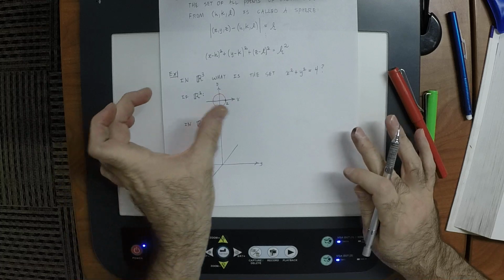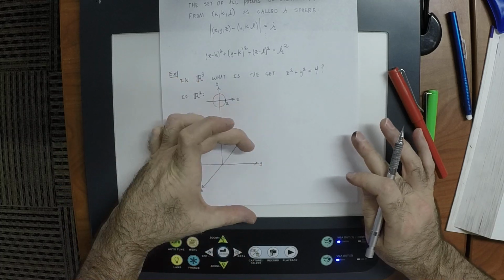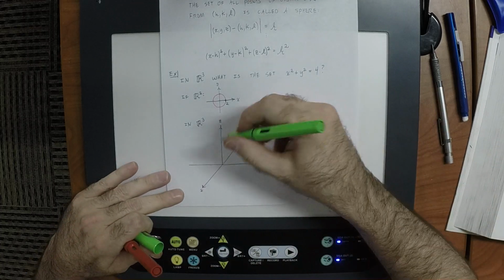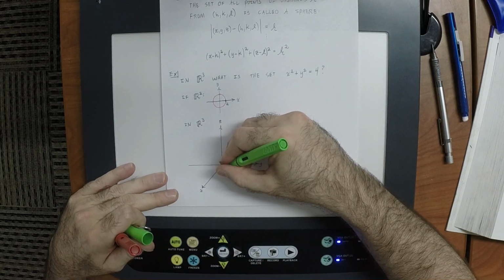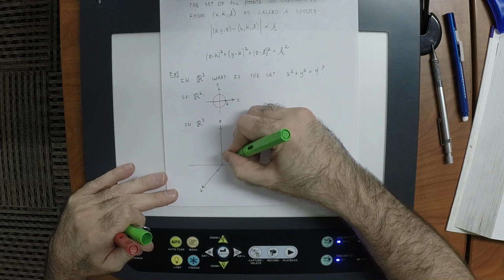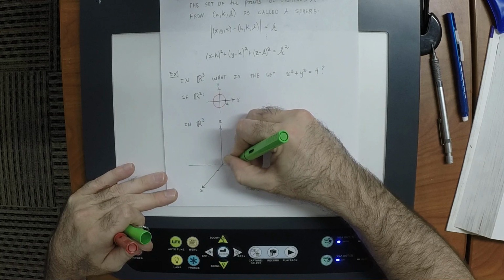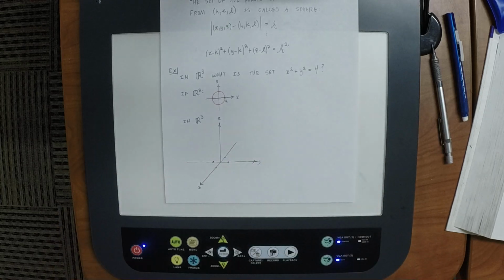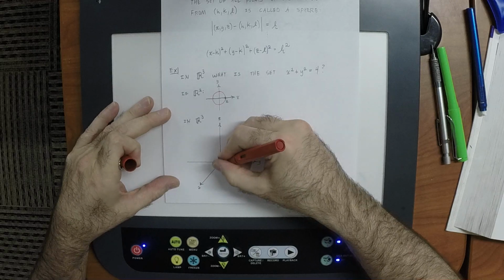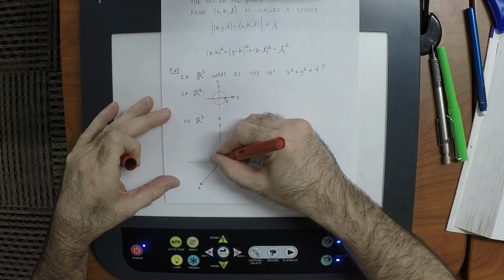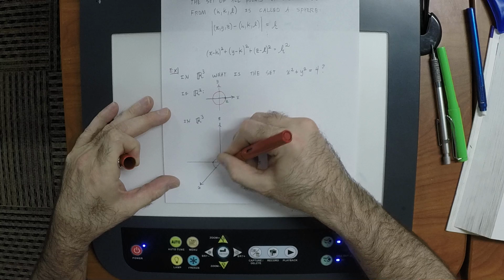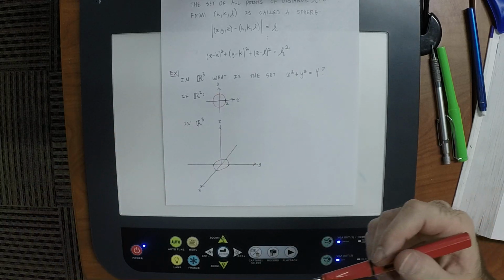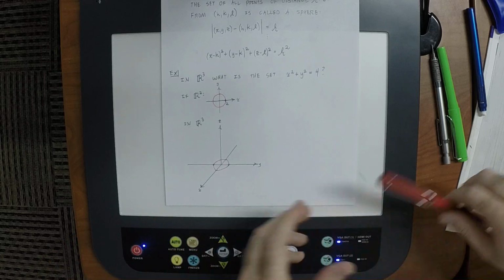Okay, so it's like I'm going to take this picture and turn it and lay it down in perspective. So here is 2 in the x direction, negative 2 in the x direction, 2 in the y direction, negative 2 in the y direction. So we would have this circle down here in the xy plane. And that's the best I can do. Not really an artist. All right.